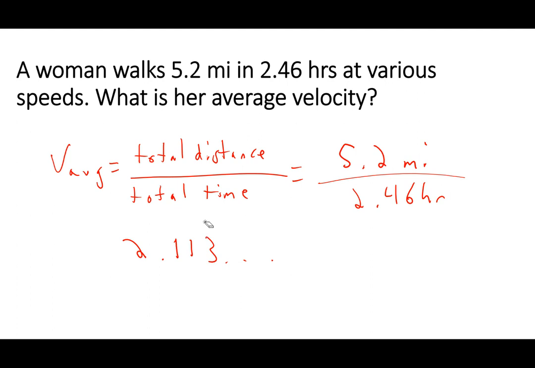I drop the 3 and round down to keep 2 decimal places. So it's just 2.11 miles per hour. Very easy. It was just x divided by t. Almost the same as the equation we saw earlier.